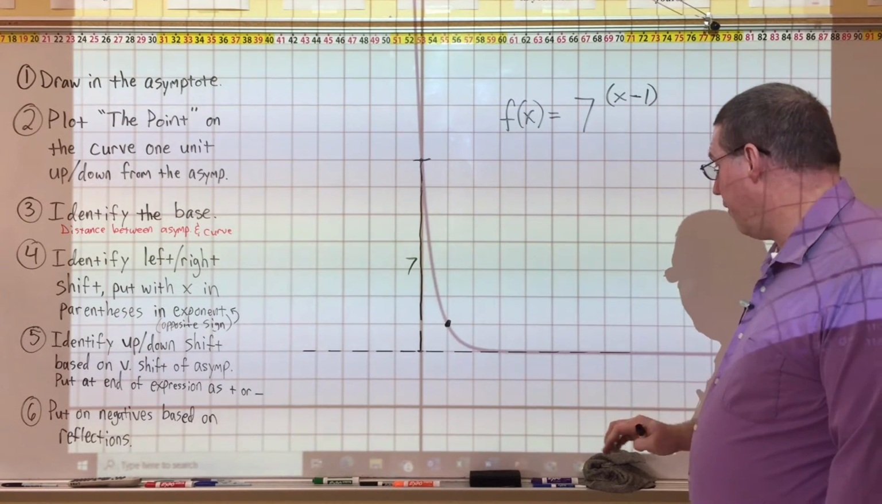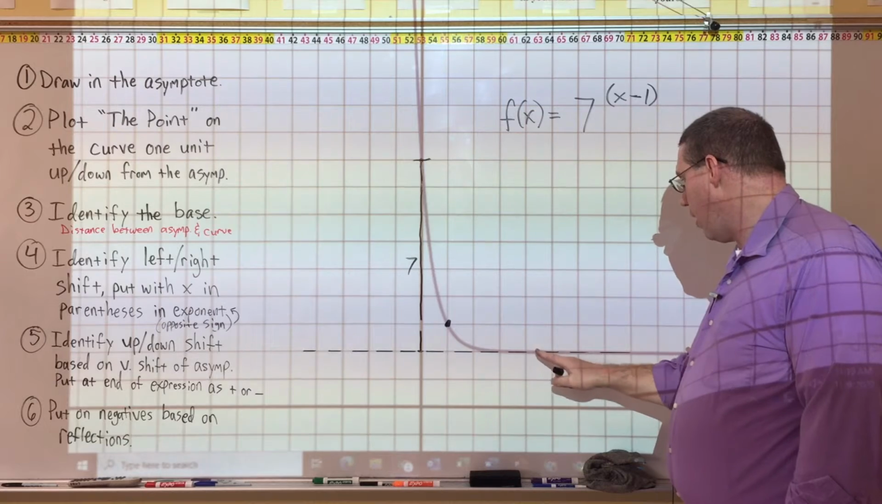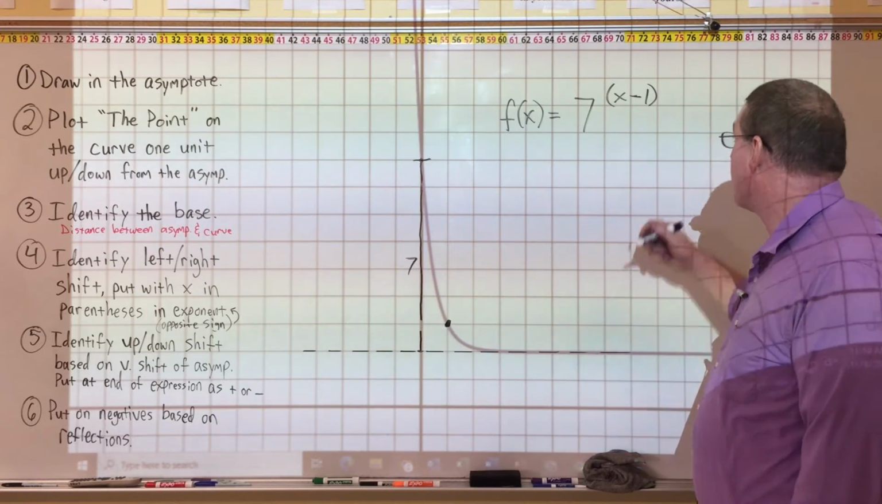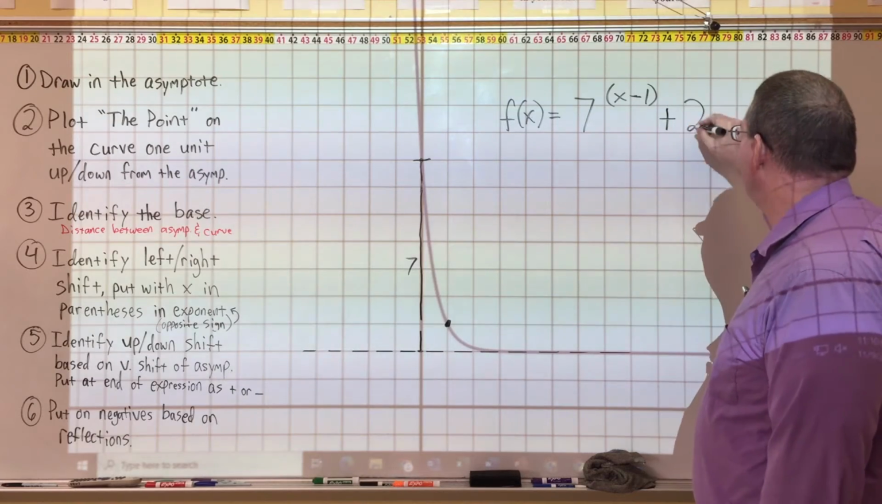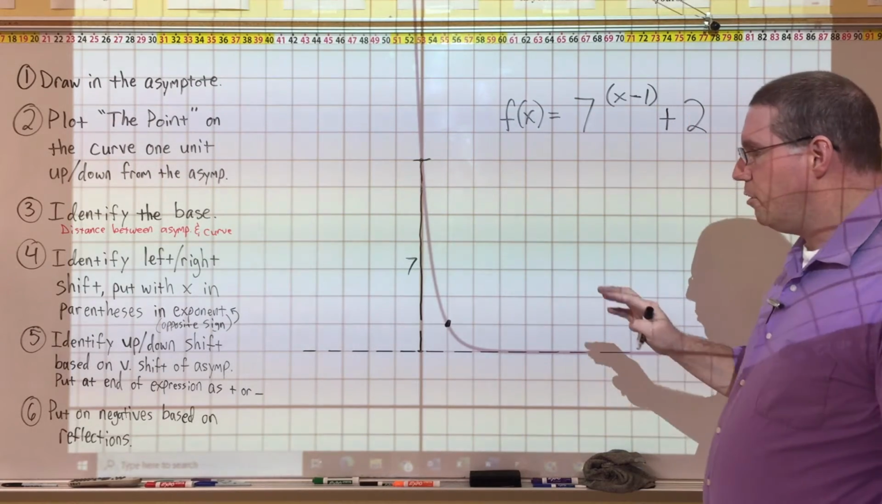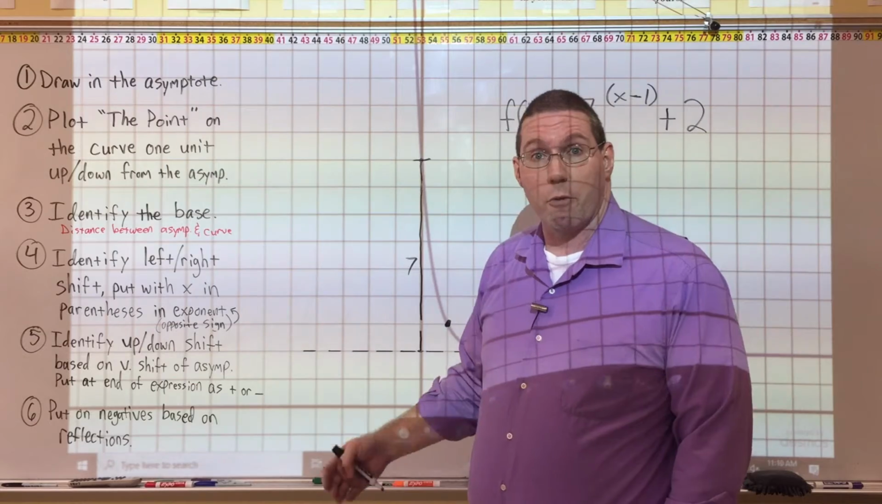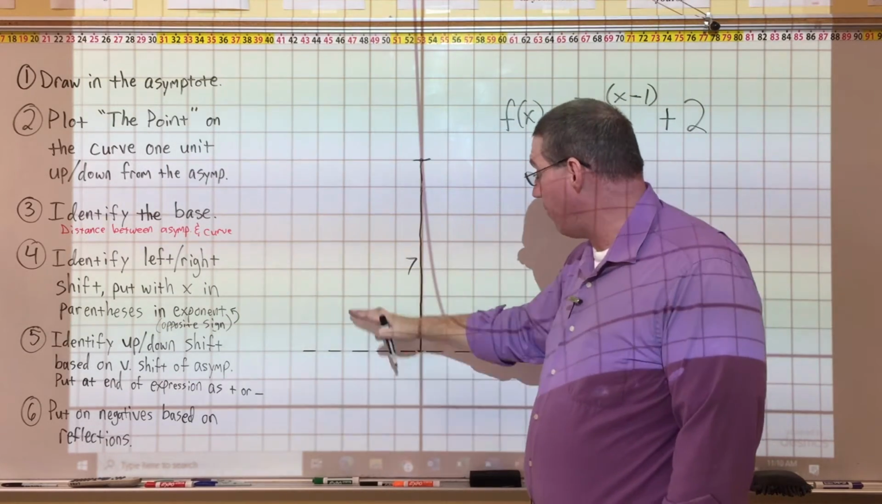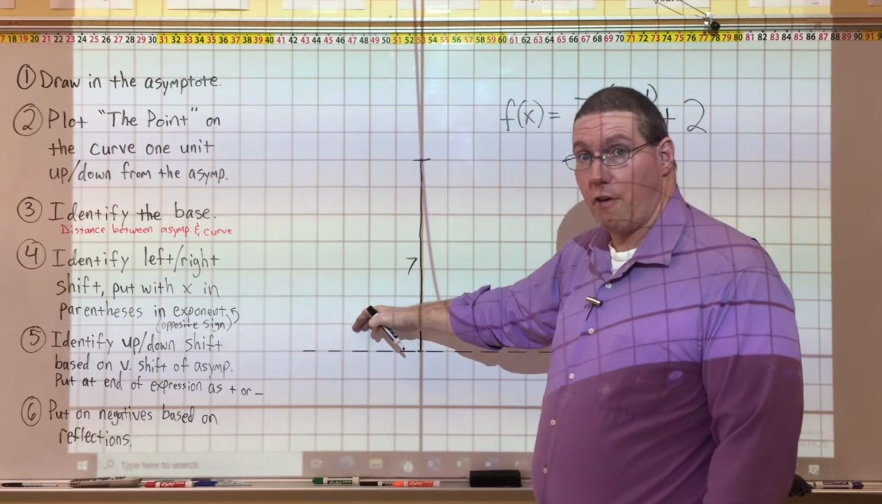Now our vertical shift, well, here's the x-axis. The horizontal asymptote is at y = 2. It's 2 units above the x-axis, so we're going to put a +2 on the end. Now we need to put any negatives on for the reflection. Well, it's not reflected vertically because the curve is above the asymptote, so there's no negative on the front.